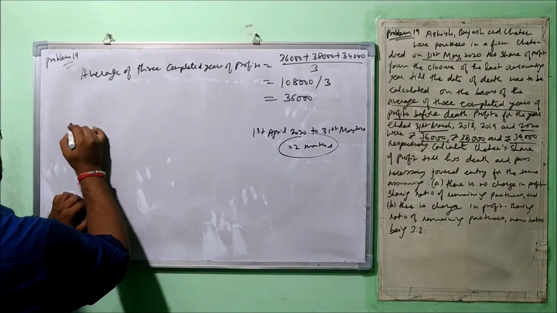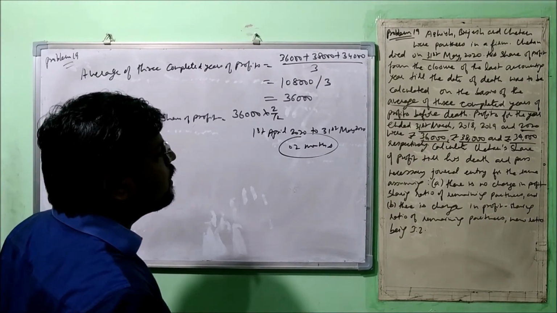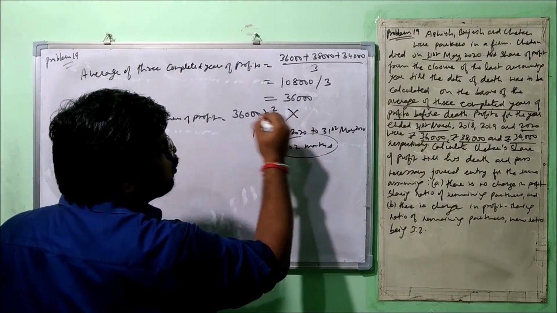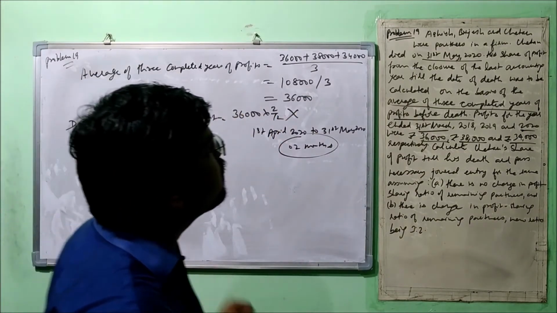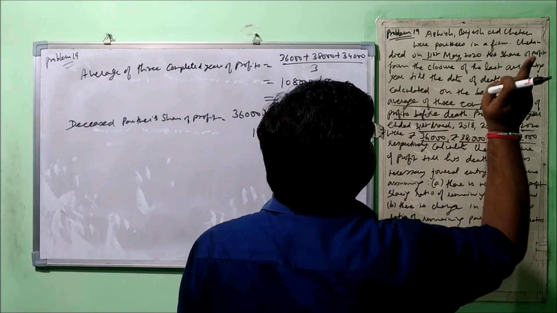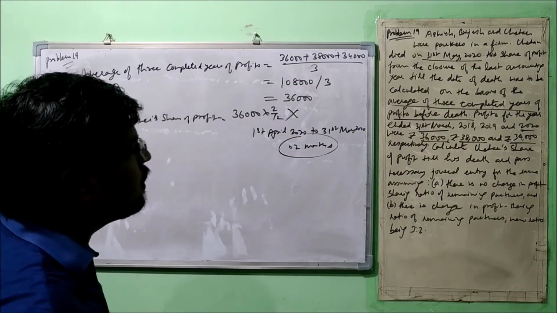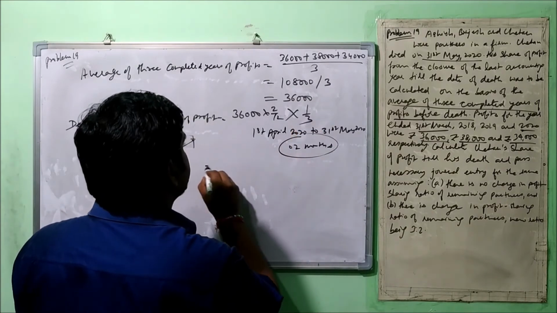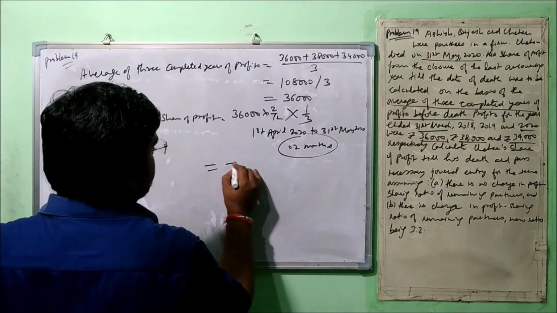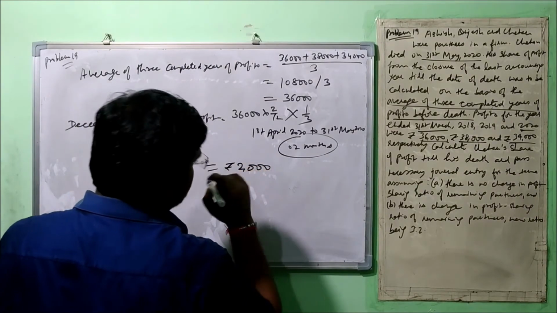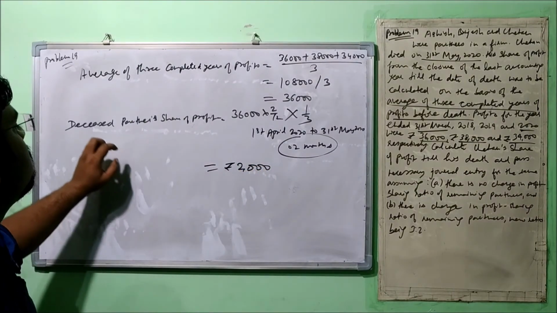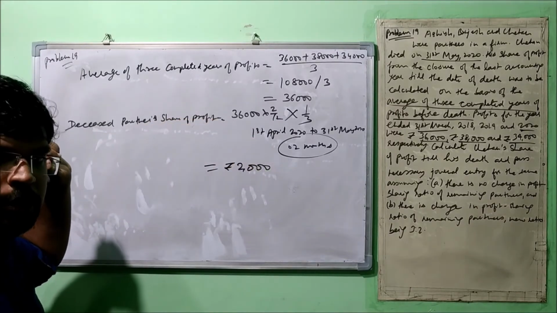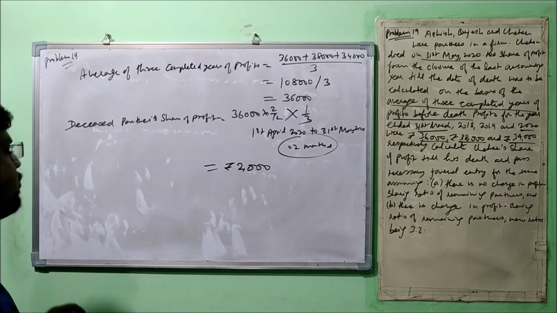Fine. Now we'll write down here. 36,000 multiplied by 2 by 12. But we need to calculate deceased partner share of profit. So we need to multiply his share. What is his share? Share is given here? No. So in the absence of share given, we consider that equal share he was getting, means 1 by 3. Now let's calculate it. So it comes out 2,000. Right? So 2,000 is the deceased partner share of profit for this 2 months period. Understood? Okay. Now we'll pass the entries.